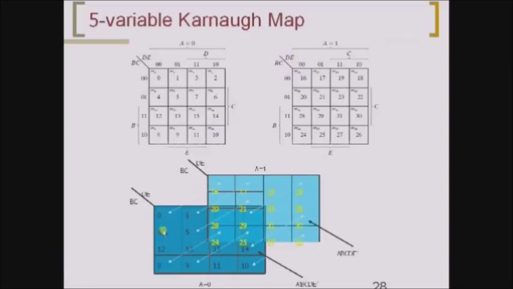Now here these cells, that is 0, 16, 1, 17, 8, 24, all these cells are called adjacent cells. If you can see the value of this particular cell, that is A bar, B bar, C bar, D bar, E bar, and if you consider this, then the value of this particular cell is A, B bar, C bar, D bar, E bar. Therefore only one literal is changing. Therefore these two cells are considered as adjacent cells.